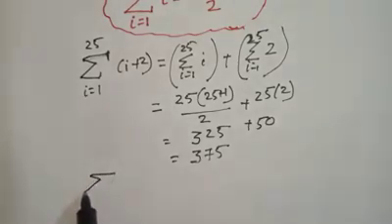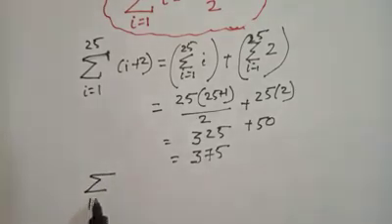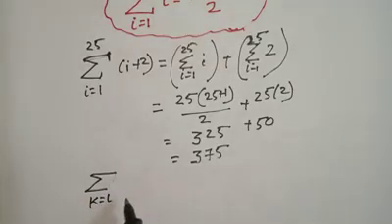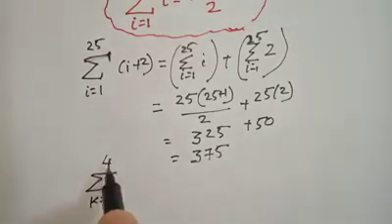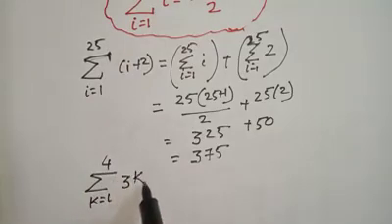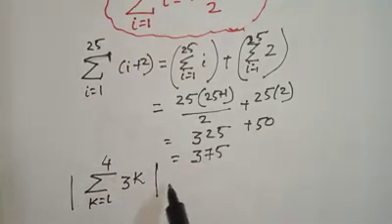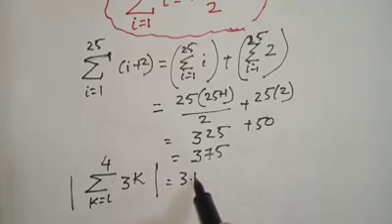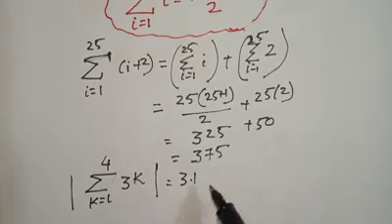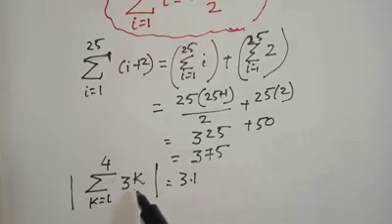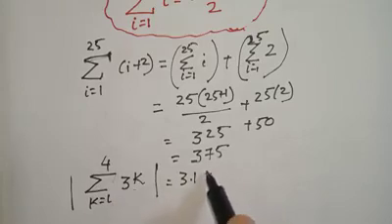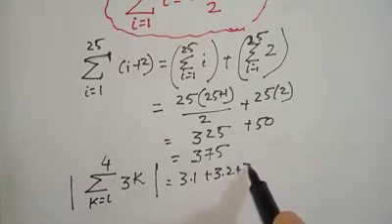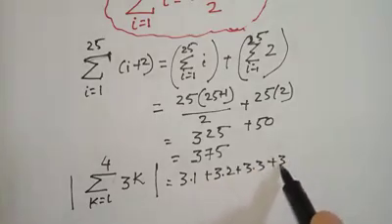Say for example we get an expression something like this. We get sigma, and we start it with k, k equals to 1, and we proceed up to 4, and here is an expression which is 3k. So this is something which we are going to solve. Say for example I get 3 times 1, so 3k, this is the constant, plus 3 times 2, plus 3 times 3, plus 3 times 4.